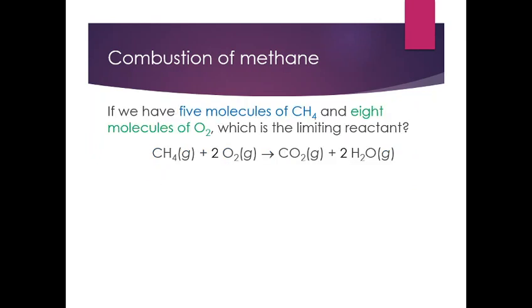And so, if we have this balanced chemical equation, and I want to figure out if I have 5 molecules of CH4 and 8 molecules of O2, which one is the limiting reactant? As I covered in the previous slides, you want to just take this one step at a time. Convert each of your individual reactants into a product, and then figure out which one gives the least amount of potential product.